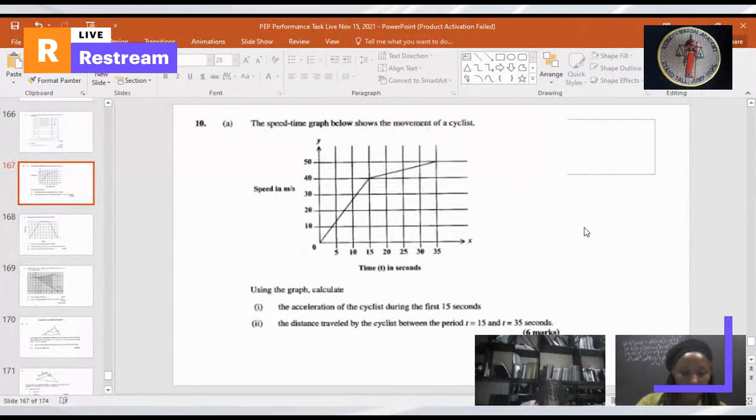We have a speed time graph, and it shows the movement of a cyclist.